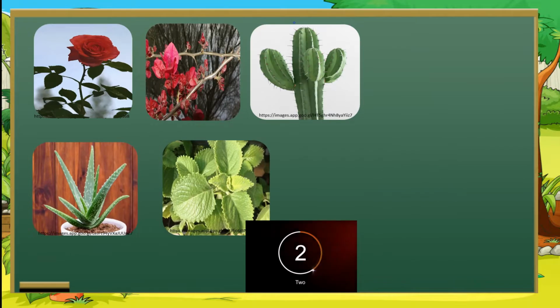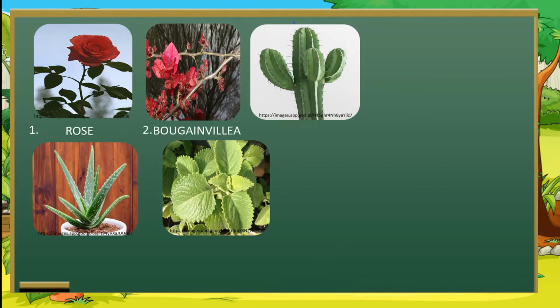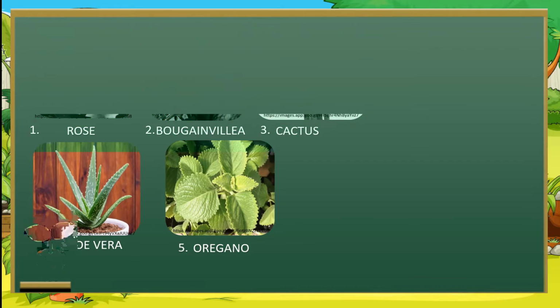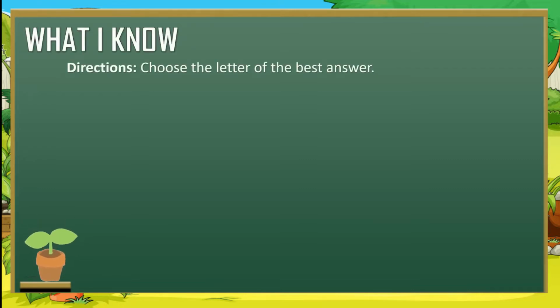Did you get the correct names? Amazing! The plants shown are rose, bougainvillea, cactus, aloe vera, and oregano. Let's continue. Are you ready? Key in your answers in the comment box. Directions. Type the letter of the correct answer in the comment section. I will give you 10 seconds to answer.